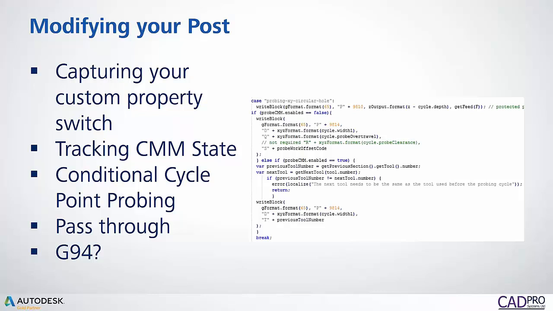Okay, I'll just quickly go over the changes we made in the post to get this to work. We noticed that when we first started doing this, we were getting errors at the control after the probing cycle had run, saying that the next feed rate was too high, exceeding the maximum feed rate of the machine. And we discovered that there must be something not quite right with the probing.